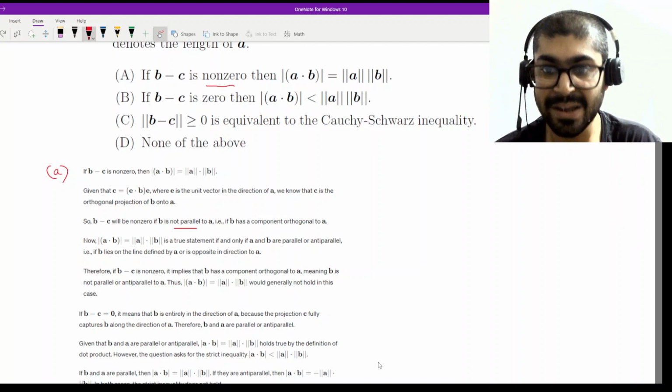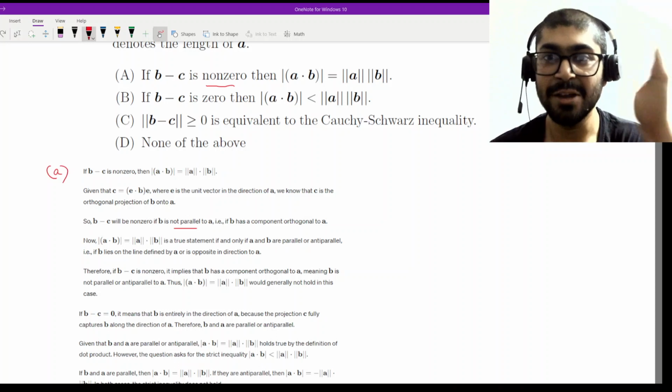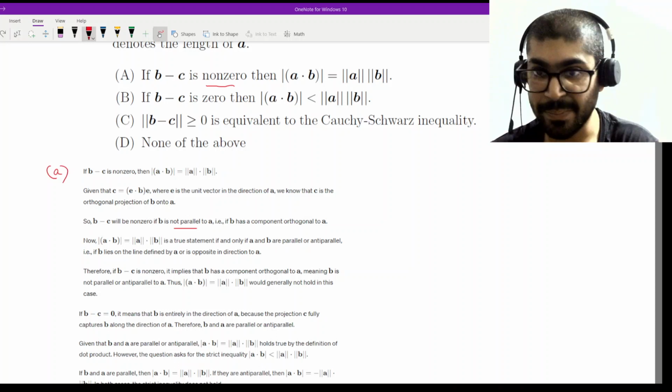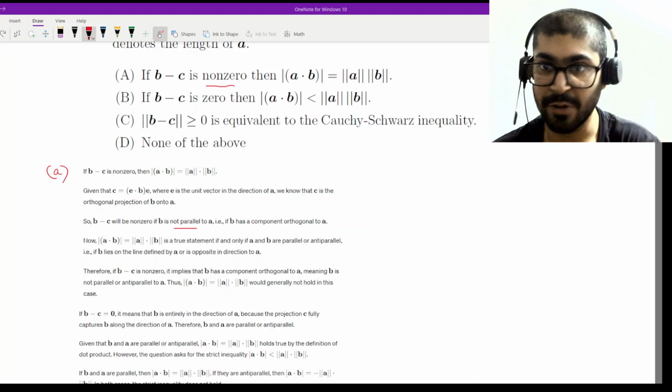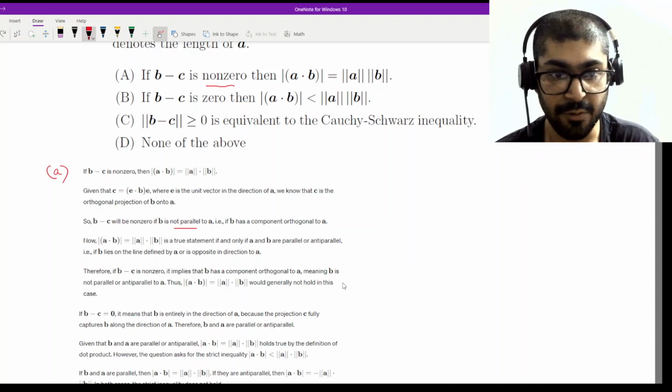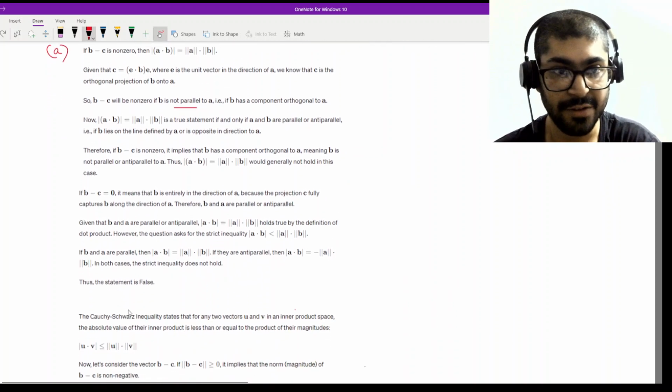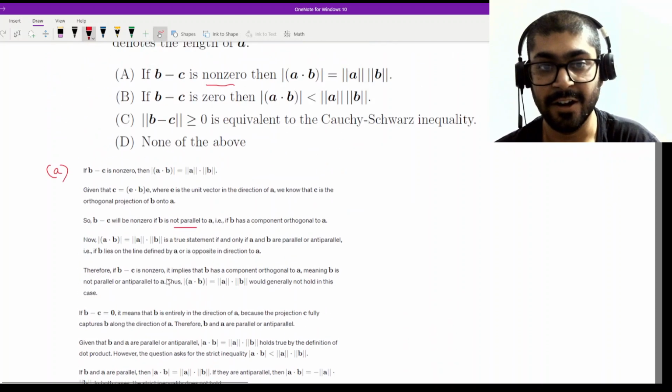So by B minus C non-zero, we mean that B will have a component which is orthogonal to A, so it cannot be parallel. If it cannot be parallel, then that statement will not hold. So option A is false. The first statement is false. Alright, so this is gone.